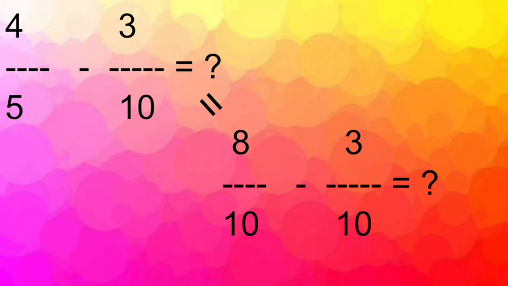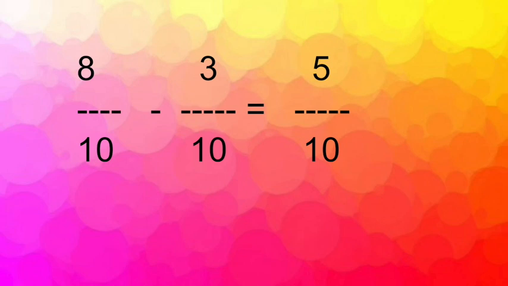8/10 subtract 3/10. And that's pretty easy. Forget about the denominators and just do 8 minus 3. That leaves you 5, so you have 5/10, which is also equivalent to 1/2.